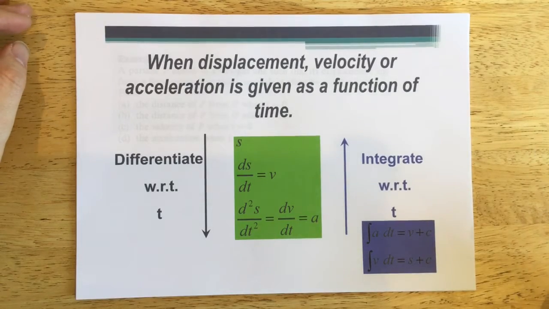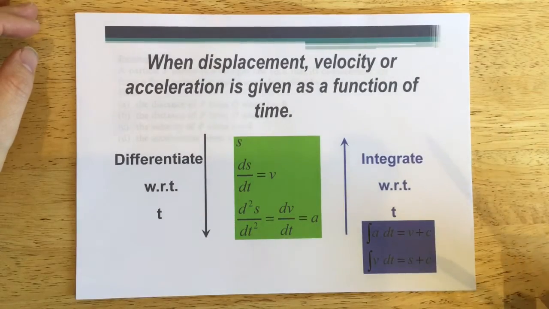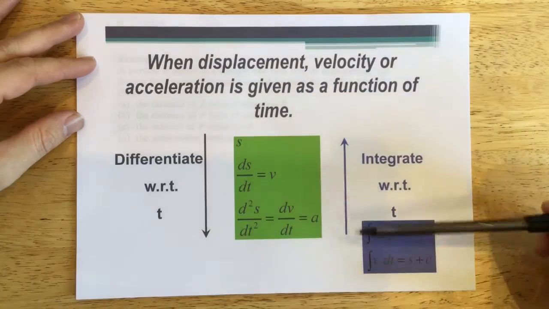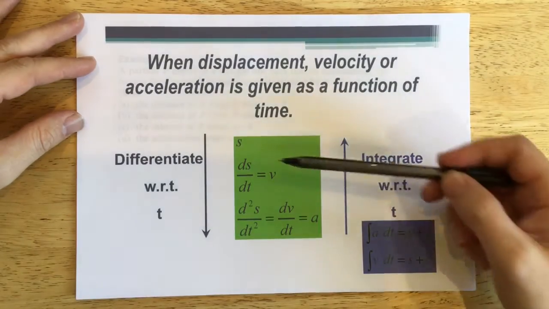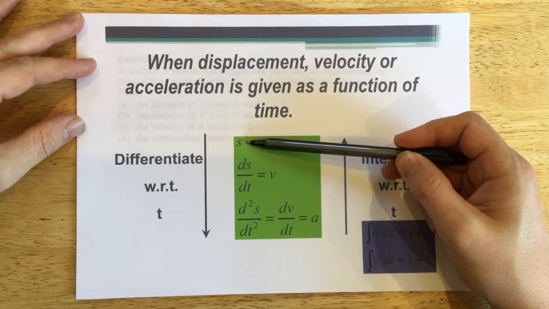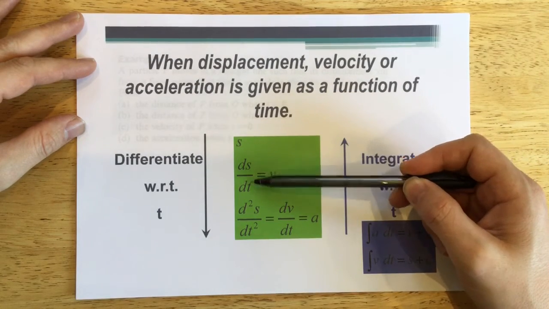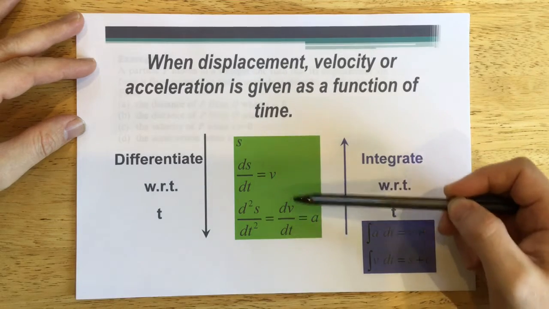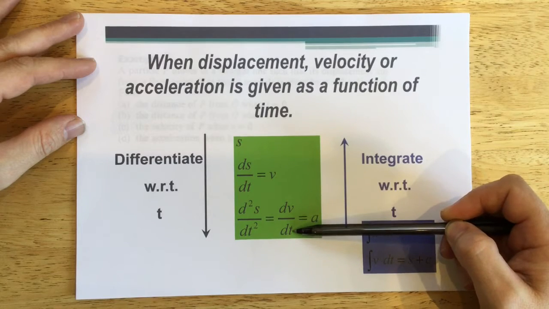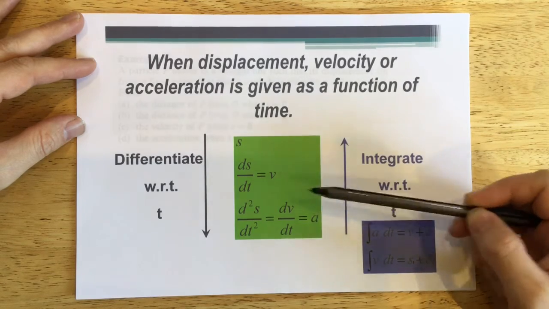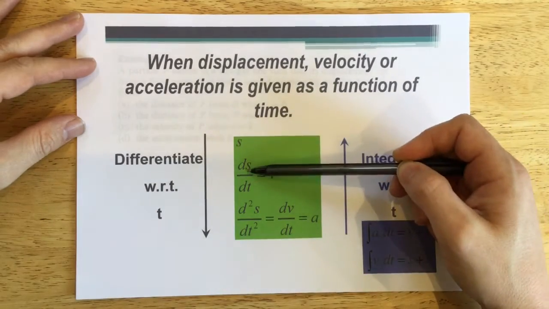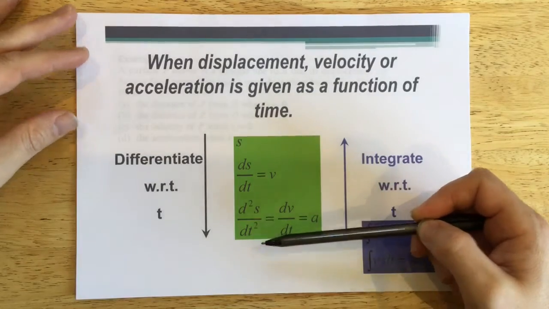And when we have displacement, velocity, and acceleration written in terms of t, to find the link between each other, then we have to either differentiate or integrate. If we start with displacement and we differentiate displacement with respect to time, ds by dt, we get velocity. And if we take velocity and differentiate with respect to time, we get acceleration. So s, then v, and then a as we differentiate. s, ds by dt, d squared s by dt squared.